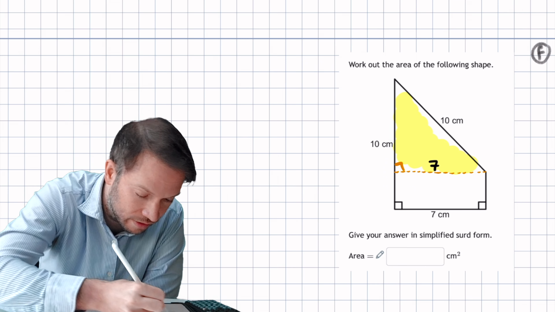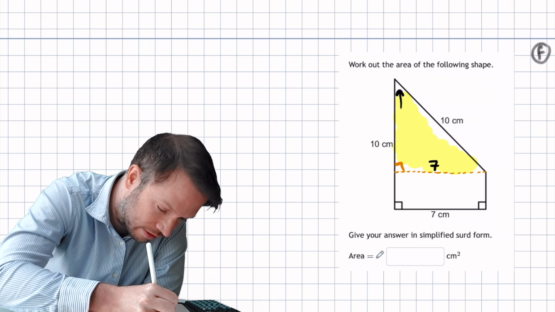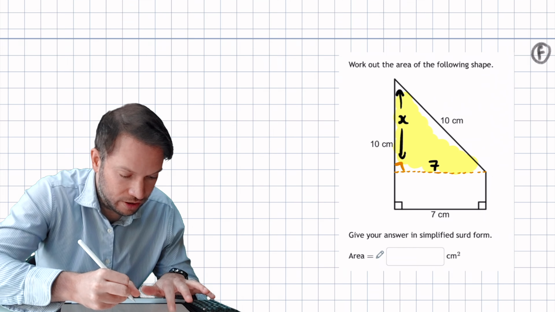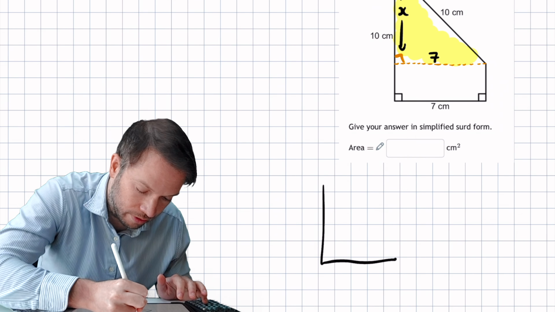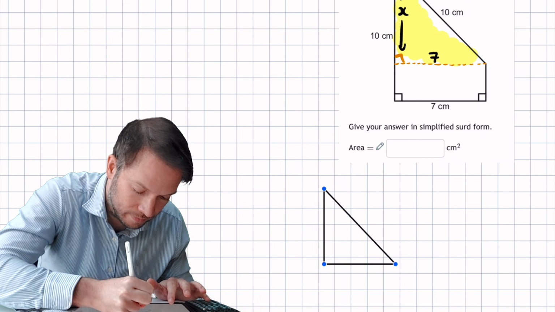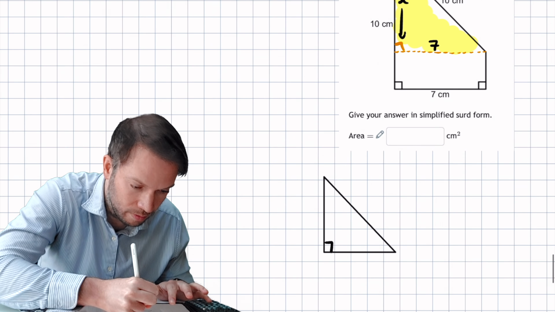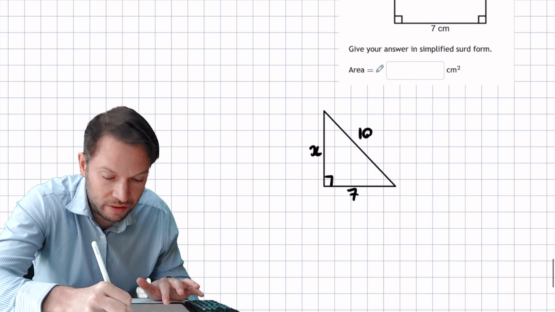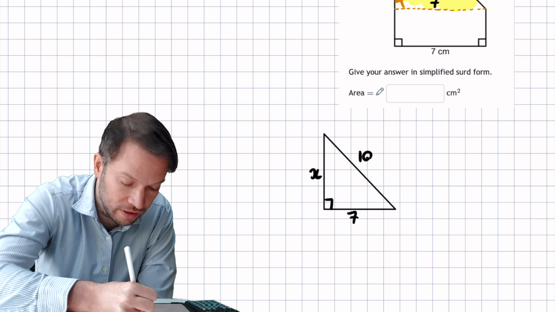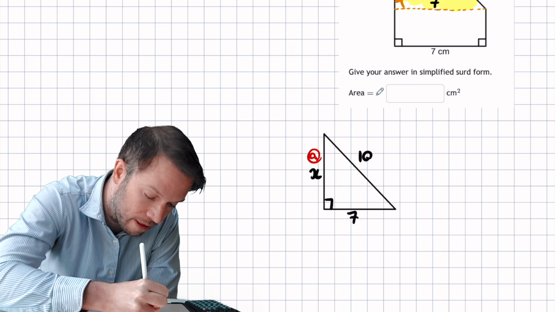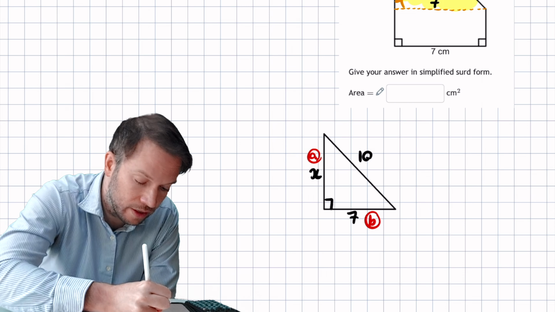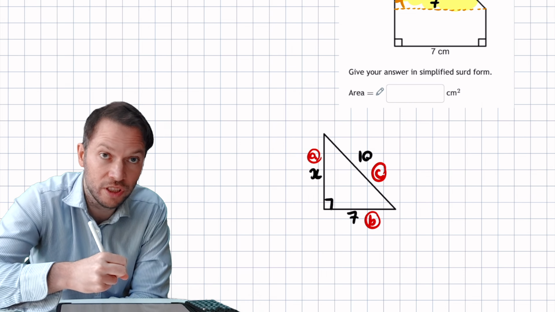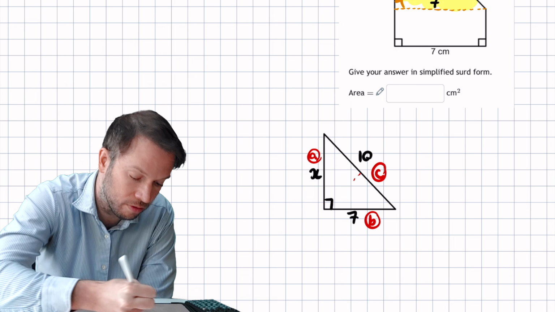so we can work out what this length is here. Let's just call that x. So this length, we're going to call it x. And if I just draw it separately on the bottom here, sorry, we've got 7, we've got 10, we've got x. Now remember how Pythagoras theorem works. We label the two shorter sides as a and b, either way around, doesn't matter. And the longest side, known as the hypotenuse, always opposite to the right angle, as c.